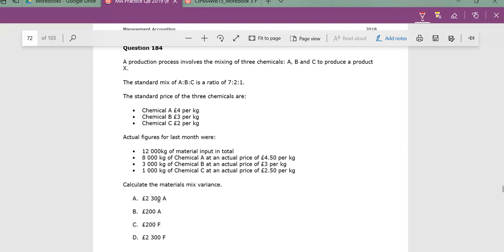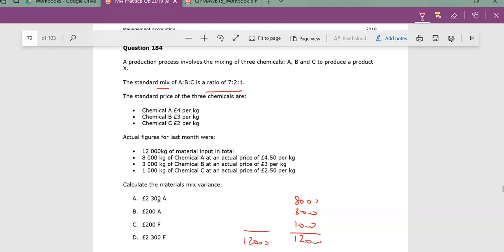So here they give us a standard mix again. They tell us we want you to mix things up in this ratio, 7 to 2 to 1. What did you go ahead and do? So you went in 12,000 kilograms. You did 8,000, 3,000, and 1,000, making 12,000. We're like, no problem. That's the 12,000.